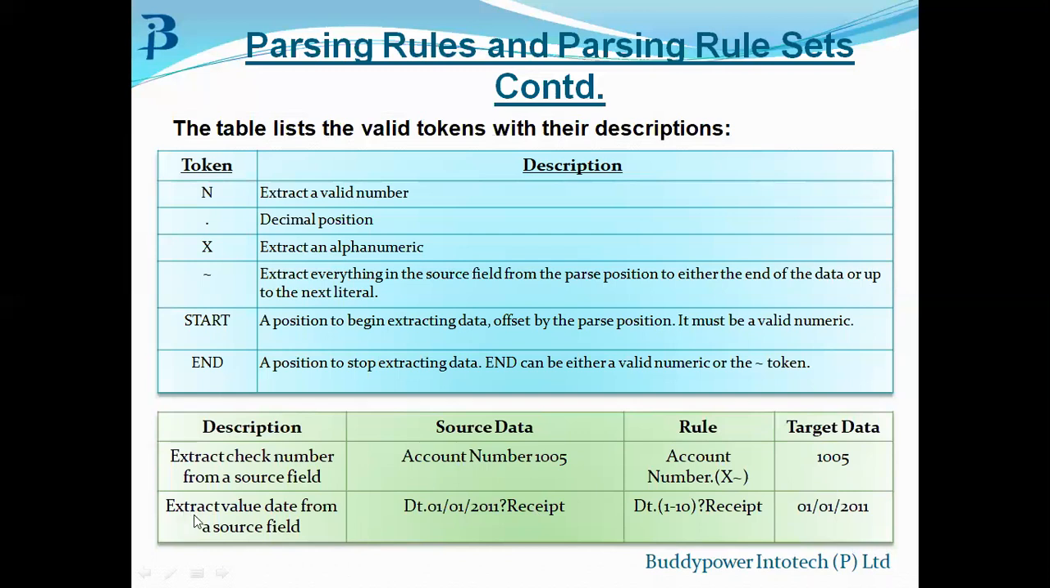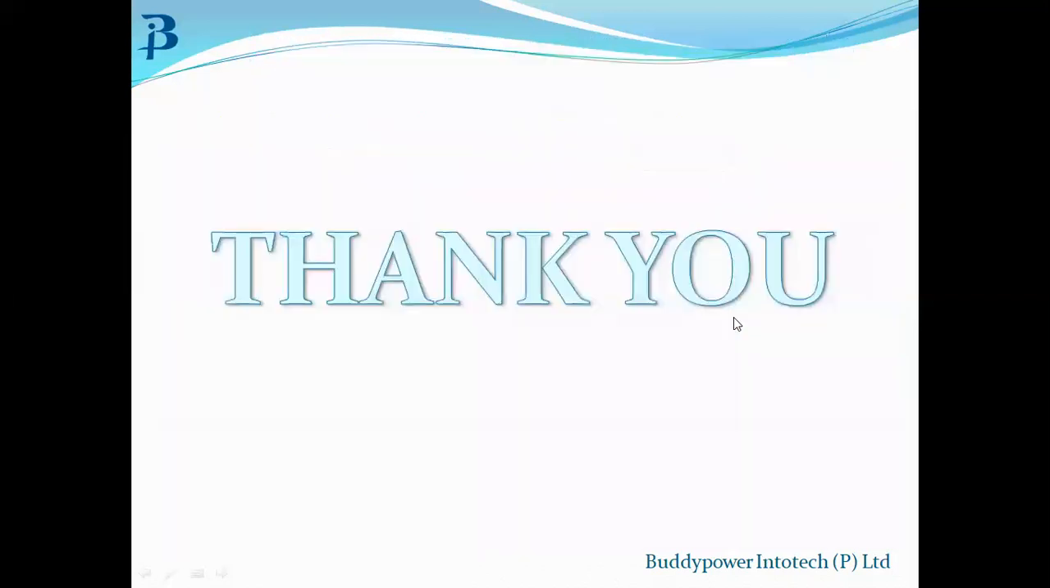Okay, let's look into another example, which is extract value date from a source field. So they have given the date, like 1/1/2011, and the receipt. This is the rule that you're putting in, and your target data is the particular transaction or receipt that has been created on that date. So you need the information from your source data of the receipts that were created on 1st January 2011. Right, so this is how your parse rule affects your bank statement process in cash management. So this is the basic thing of cash management.